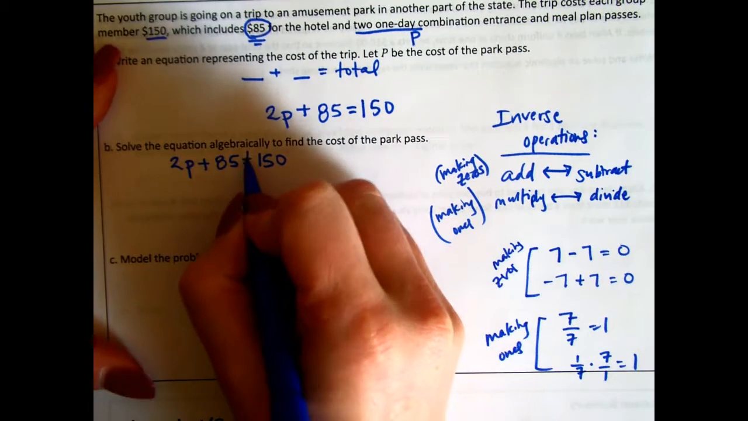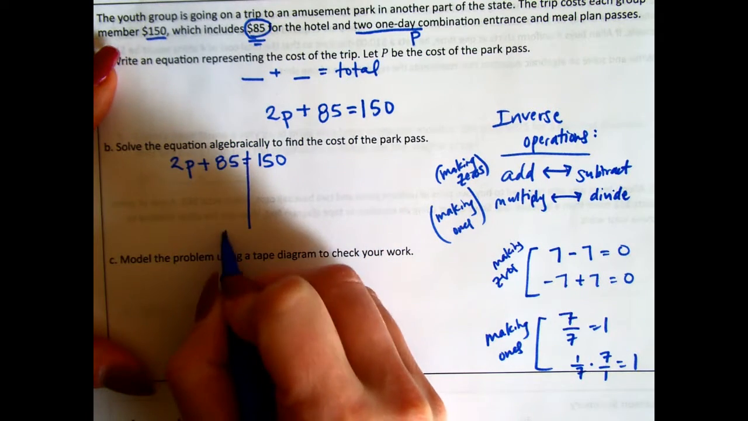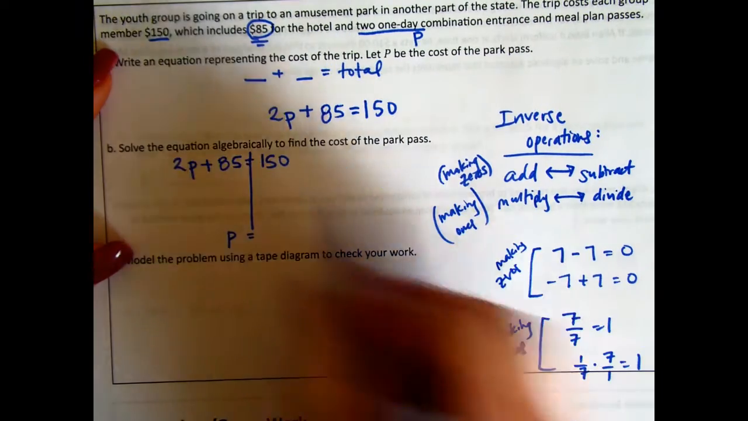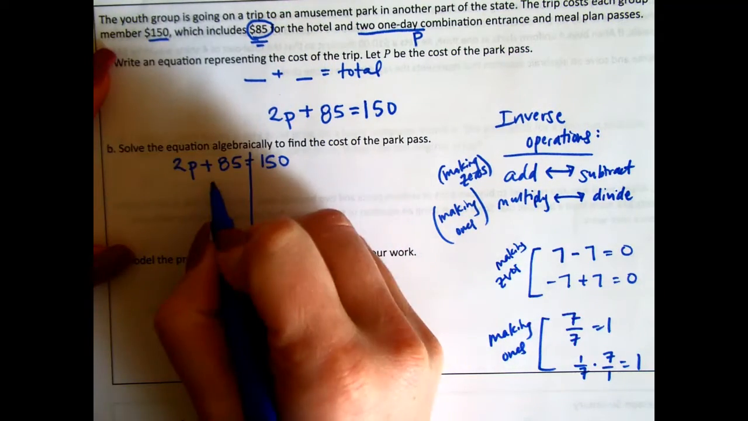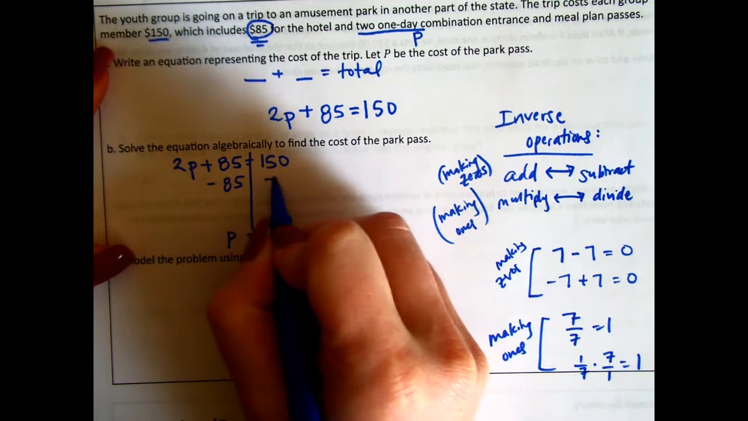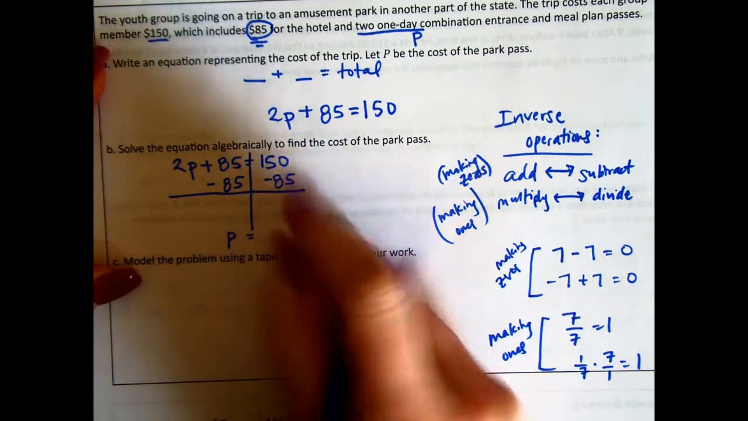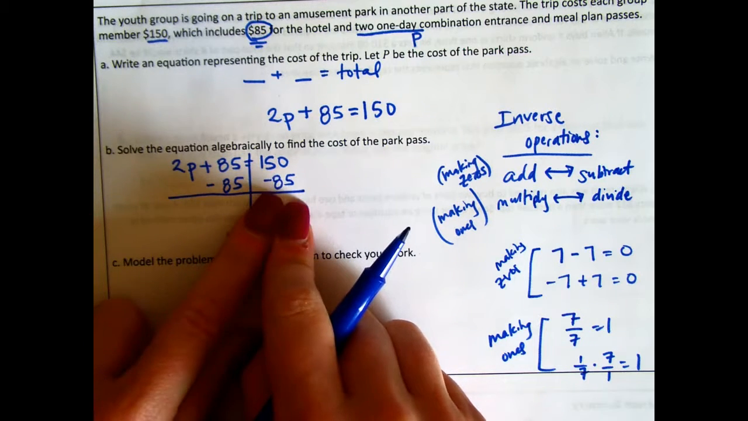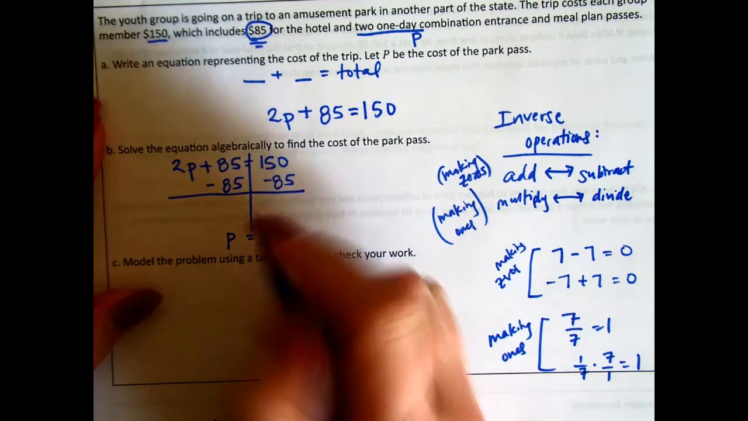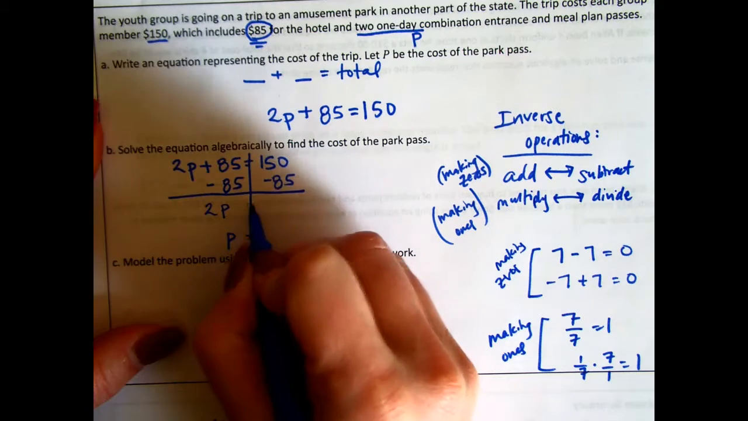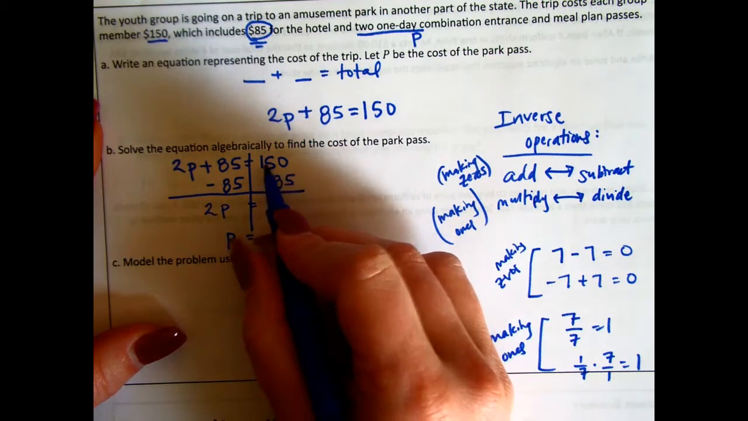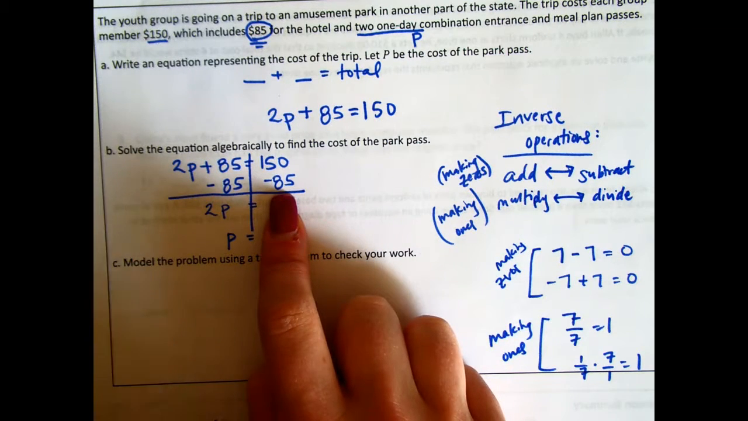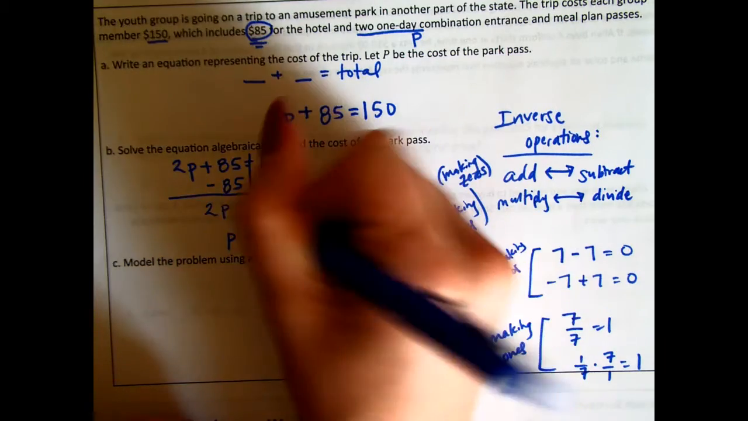So the first thing we're going to do is we want to get P all by itself. We want to know how much just one pass is. And the way we're going to do that is we're first going to make zeros with the 85. So we have minus 85. And if we have something that's equal, then when we take away 85 from one side, we also have to take it away from the other side. So we're left with 2P over here equals 150 minus 85. If you take away 50, you get 100. If you take away 35, you get 65.